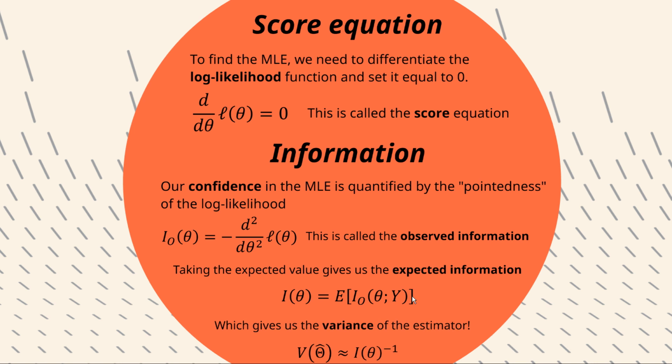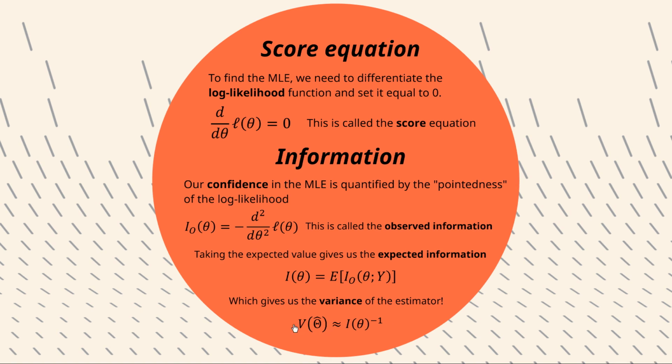And why it's so important is that the variance of our estimator is in fact the inverse of this expected information. So while we have our maximum likelihood estimate provided by the score equation, we also have the variance of that estimate provided by the information. It's the inverse of our information. So you can see that the higher our information, the lower the variance of the estimator is going to be. So in other words, the more confident we are about the location of that MLE.